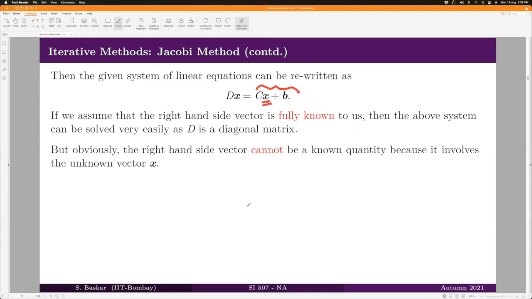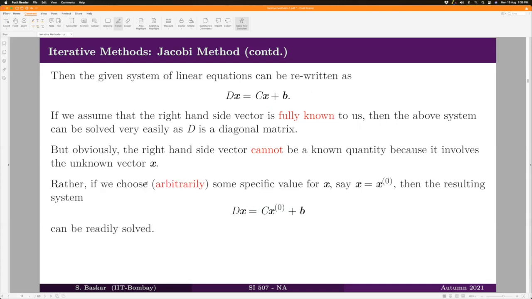But can we somehow make it known? Well, what you do is choose a vector of your choice, whatever it may be. It's okay. You can even take the 0 vector. You choose a vector arbitrarily and plug it into the right hand side. Now you see, since you plugged in something which you chose, which is known to you, the right hand side became fully known to you.